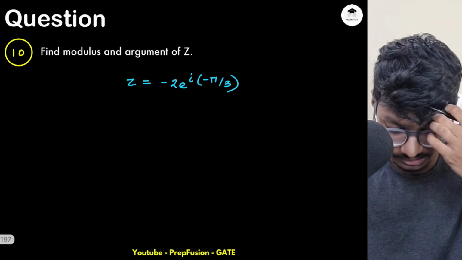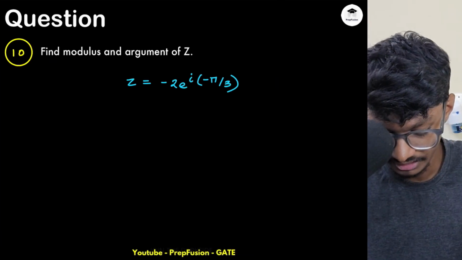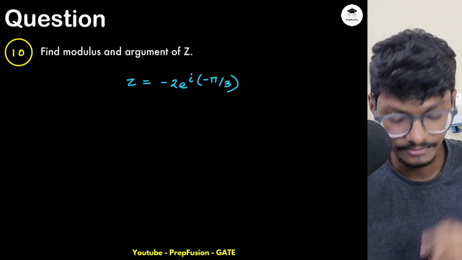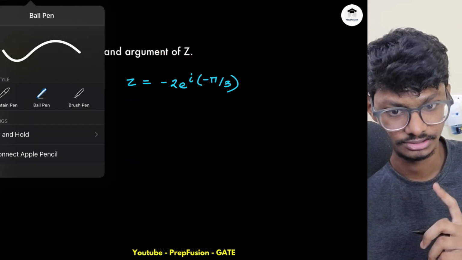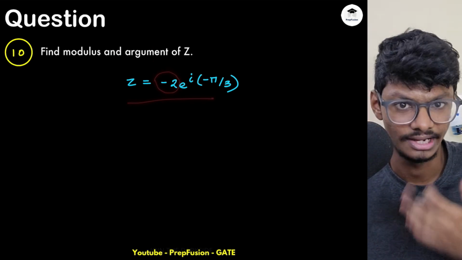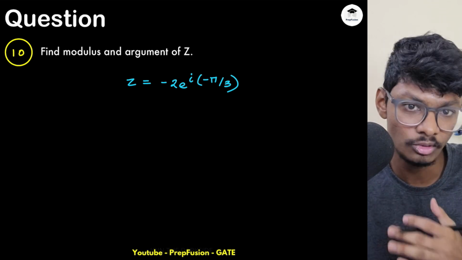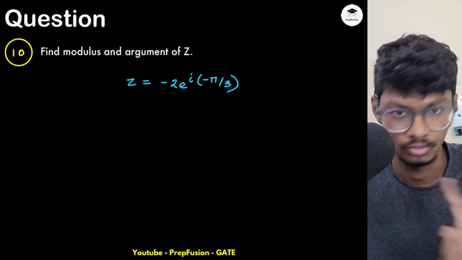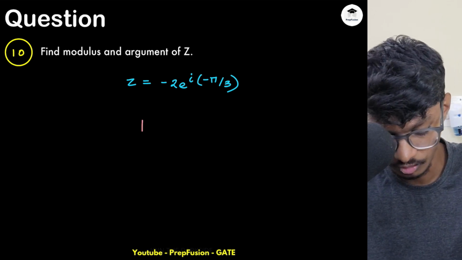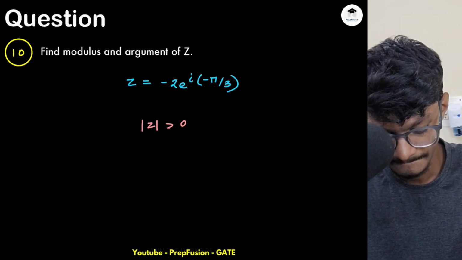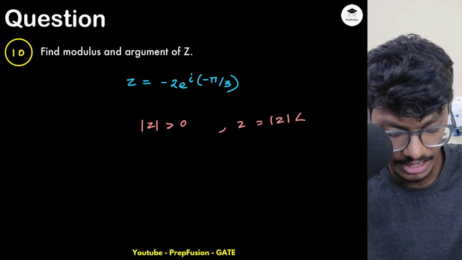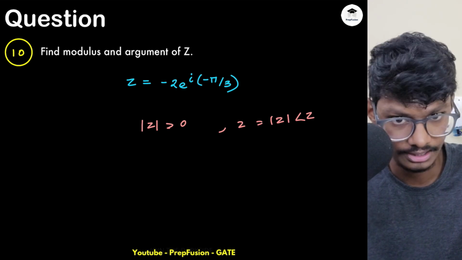Okay, so let's solve another basic question. If you have to find the modulus and argument of z. I have mentioned one thing. In the given complex number, I can see the modulus is negative. Is it possible that I get a negative modulus? No, it is not possible. My modulus, mod of z, is always greater than 0. So how can I write my complex number? I can write it like this, mod of z into angle of z.